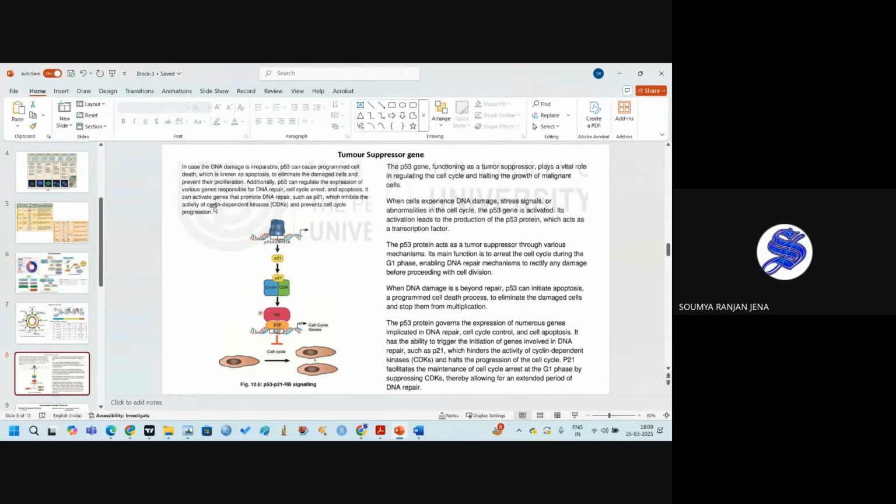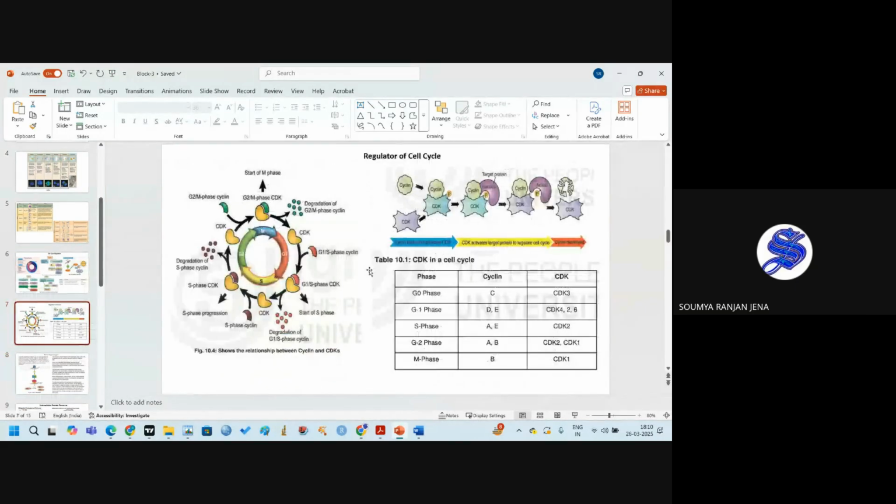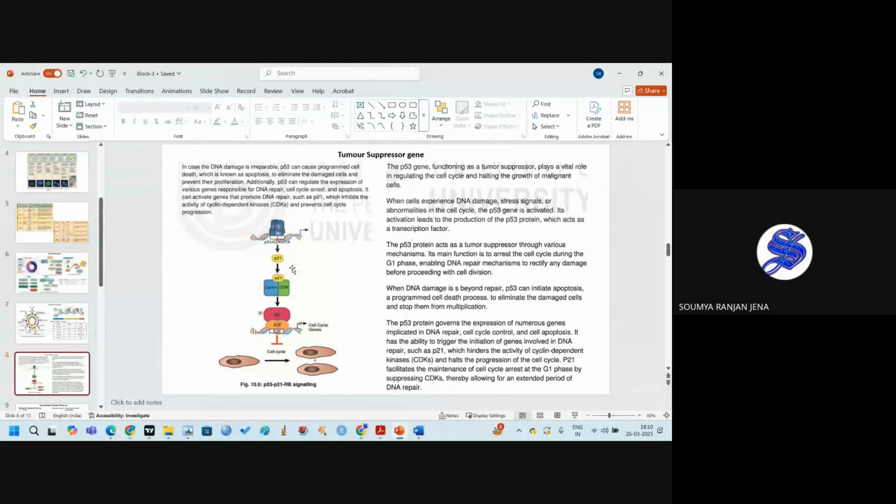It can activate different genes that promote DNA repair, such as P21. This is protein 21; its molecular weight is 21 kilodalton. This protein 21 inhibits the activity of CDK, because CDK is the master regulator of the cell cycle, and prevents cell cycle progression. It will inhibit the cyclin CDK complex, and if this complex is inhibited, then the cell cycle will not move forward from G1 to S, S to G2, or G2 to M. So this is a very important process.